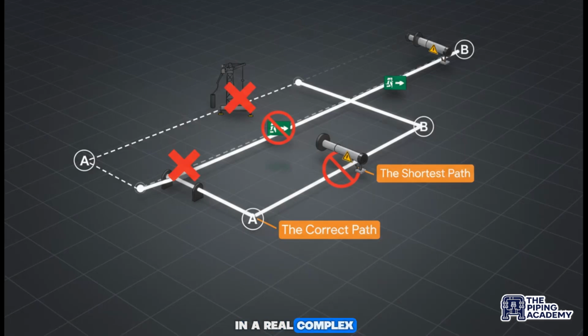In a real, complex facility, like a refinery or a chemical plant, the shortest path is almost never the right path. Why? Because that simple straight line might run right through where a crane needs to operate. It could block a critical escape route, or it might be in a location where it's just physically impossible to support. So in this explainer, we're going to break down the real logic of layout.